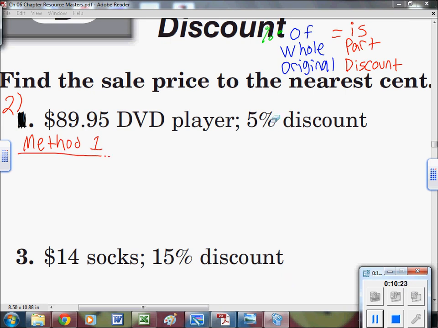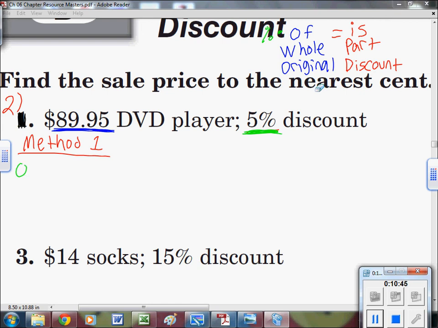So we're going to start off by finding what is 5% of 89.95? So this is just like that whole is of stuff we talked about. So if we do the discount percentage and we multiply it by our original price, what we set up here, the original price, that's going to give us our discount amount. So that's what we're going to do.